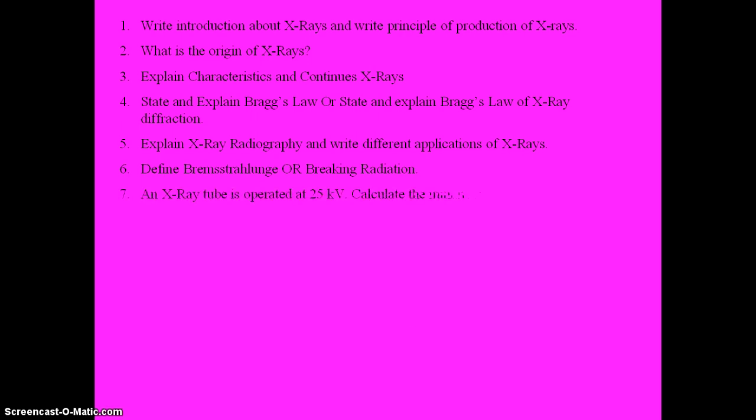And next is a numerical. An X-ray tube is operated at 25 kilovolt. Calculate the minimum wavelength of X-rays emitted from it. Right, here we are using the formula lambda is equal to 12400 over under root V. Here V is 25 kilovolt, converted into volt, 25 into 10 to the power 3 volt, right? So after that we will calculate the lambda.